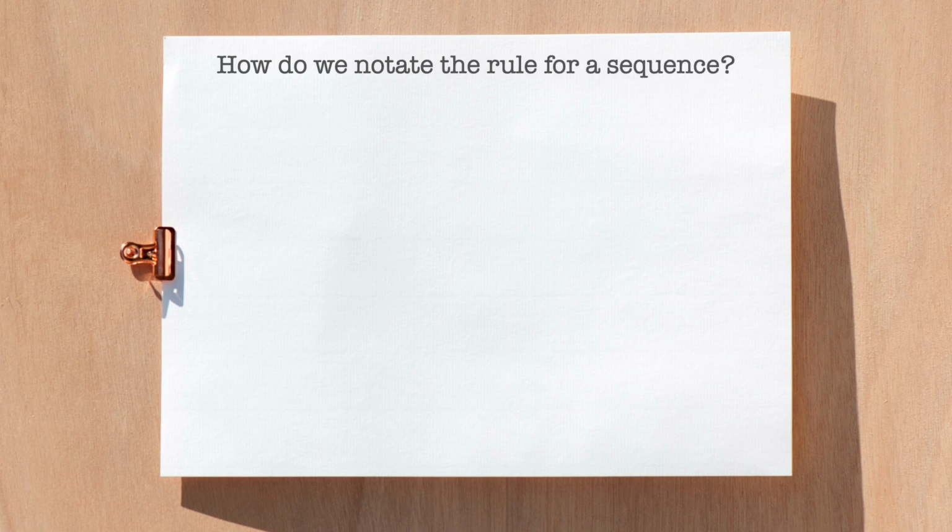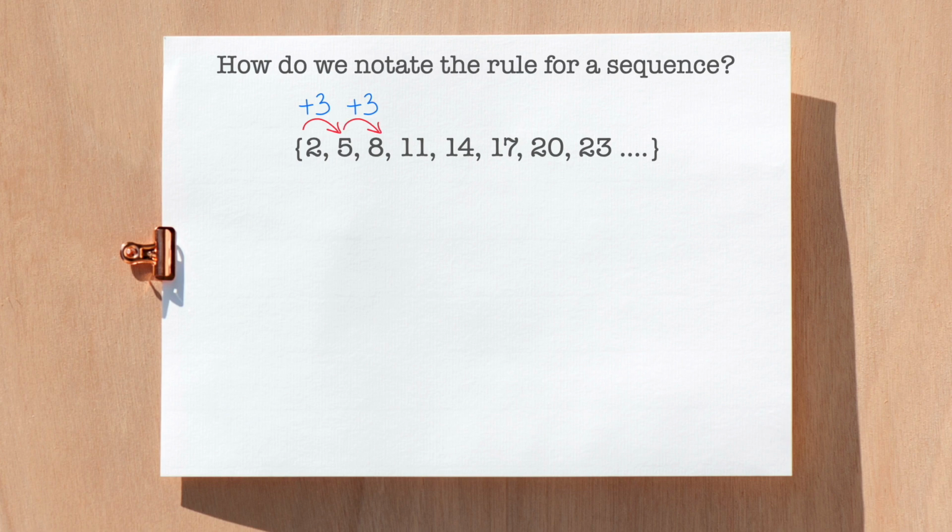Let's take a closer look at how we would notate the rule for one of these sequences using algebraic notation like you would expect to see. So let's look at the first sequence. We said that this was an arithmetic sequence, so again, that meant that we're adding 3 every time, like so. And there's one problem though. Right now, we have this list of numbers, and we don't really have a good way to talk about where the numbers are in the list.